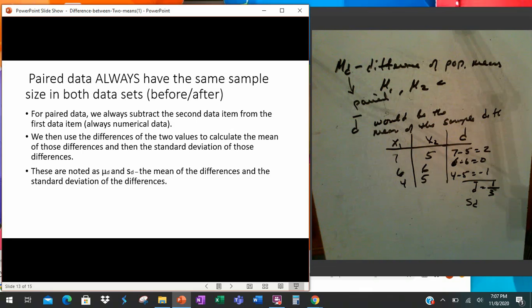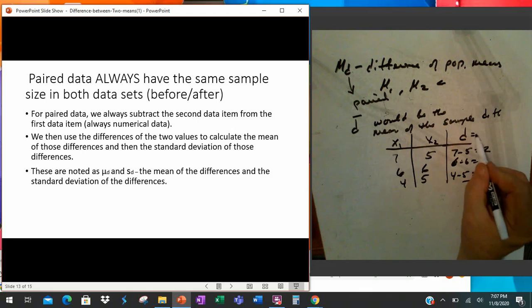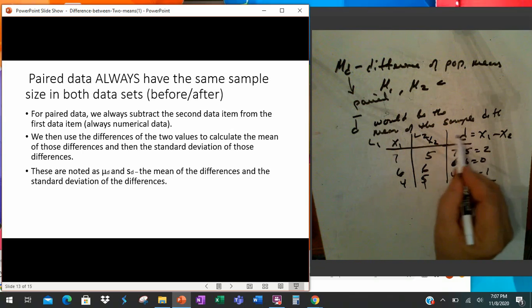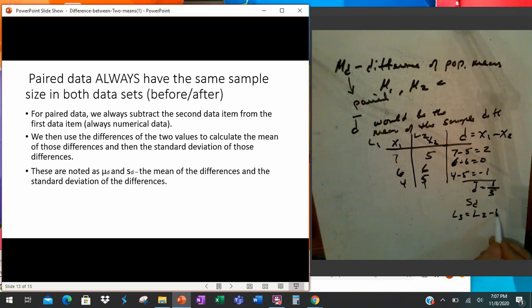So for paired data, we always subtract the second item from the first item. So this is x1 minus x2. Subtract the second one from the first. Then I use the differences of the two values to calculate the mean of those differences and the standard deviation of those differences. If you've got an 84, you could put list 1 and list 2, like L1 and L2. Then in your L3, you could go up to the top and say equals L2 minus L1, and it would do those differences for you.